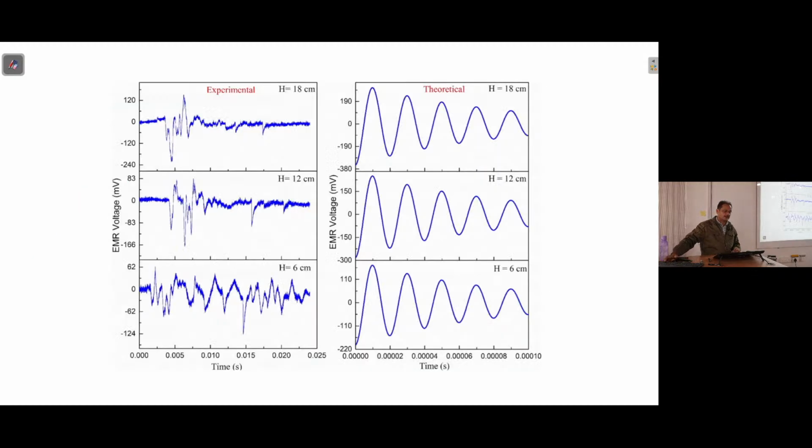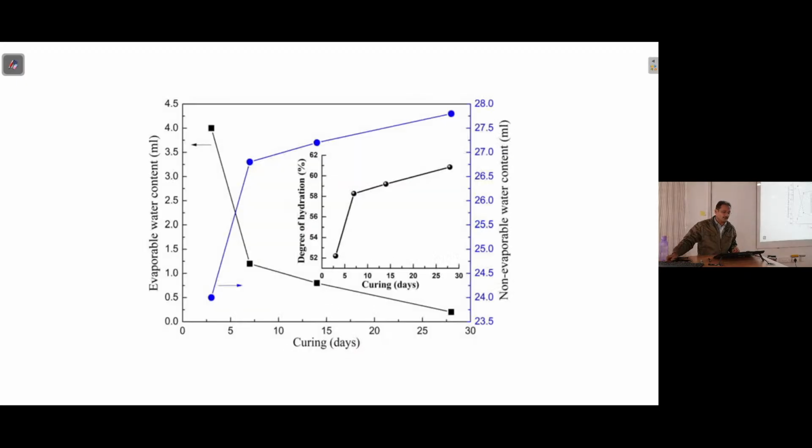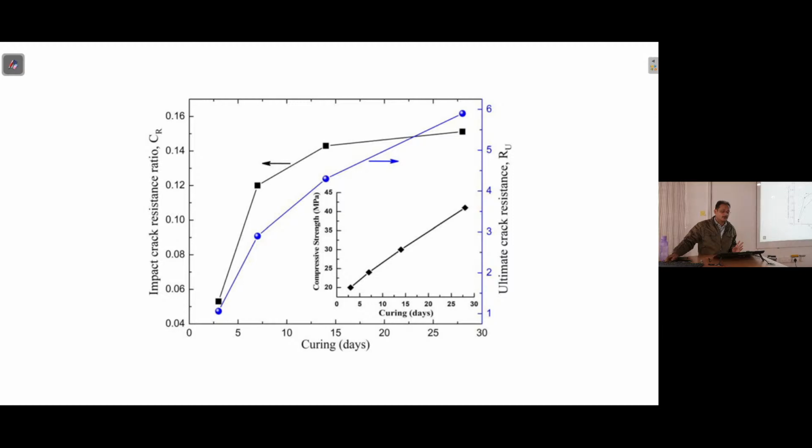So this one again represents the comparison of experimental and theoretical results, and this is a comparison of their amplitudes for both cases. Again a similar job, and this again shows the variation of evaporable water content and non-evaporable. So this maybe I'll just skip.